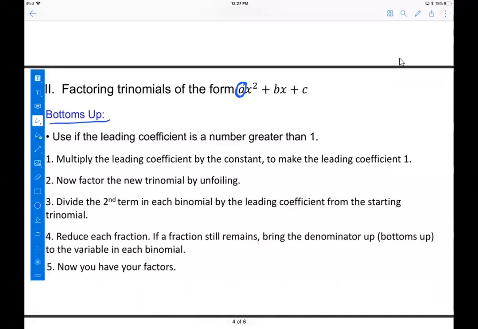So what we're going to do is multiply this leading coefficient by the constant, which is your C, whatever that number is, to make the leading coefficient 1. Then we'll factor by unfolding like we just did in the previous examples. Once we factor, we bring this A back by dividing the second term in each binomial by the leading coefficient. We'll reduce each fraction. If a fraction remains, we'll bring it from the denominator up, which is how we get the name bottoms up.